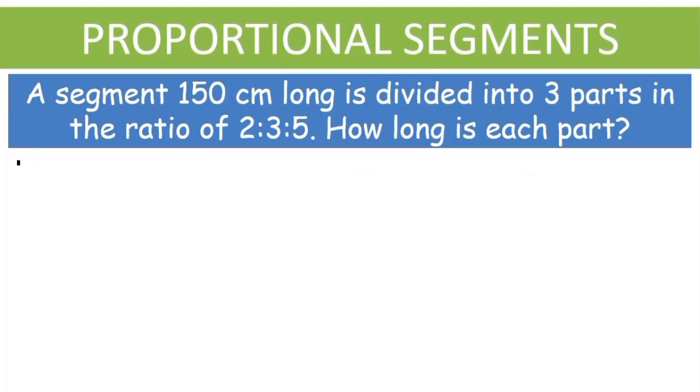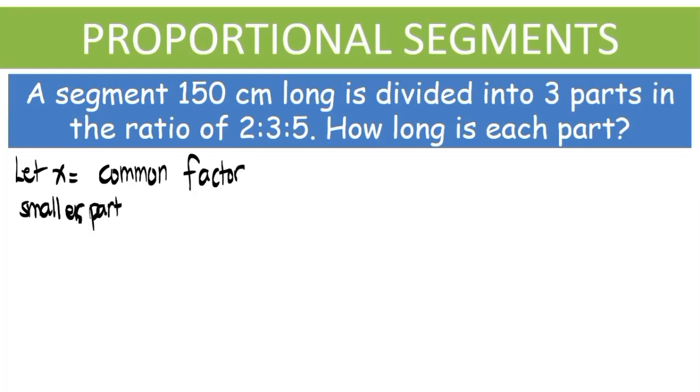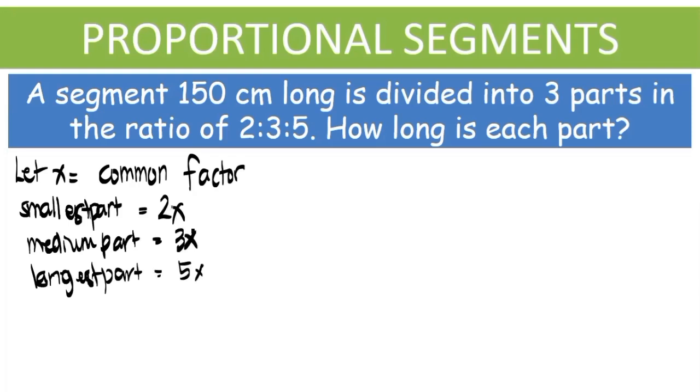Okay. Let us represent x again as the common factor. Now that we have x as the common factor, the first part, or the smallest, is 2x. The medium part is 3x, and the largest or longest part is 5x. Why did it become 2x, 3x, 5x? Because it has a ratio of 2:3:5.